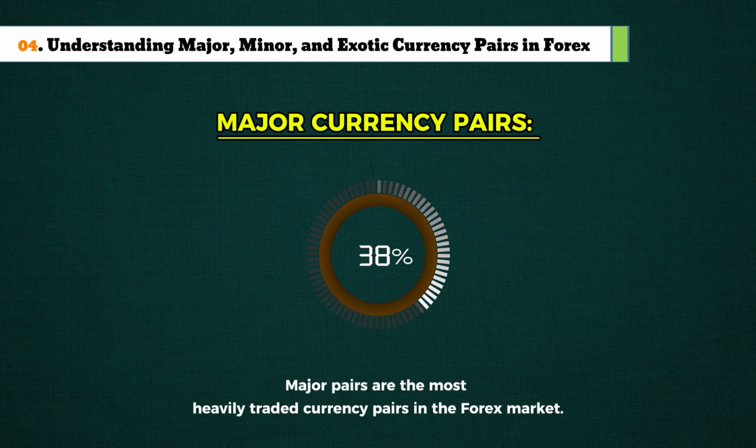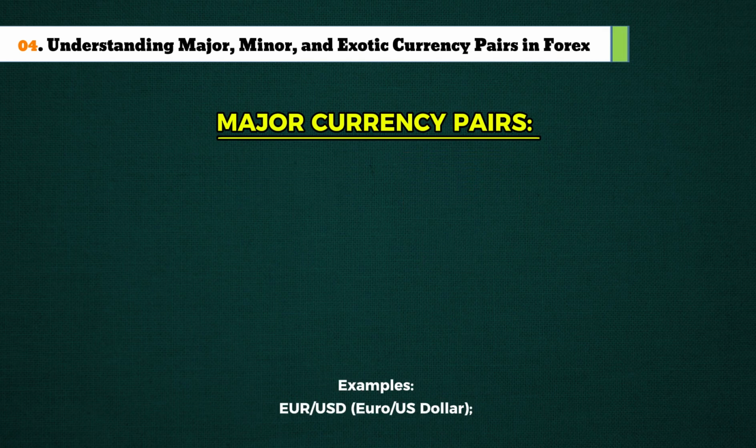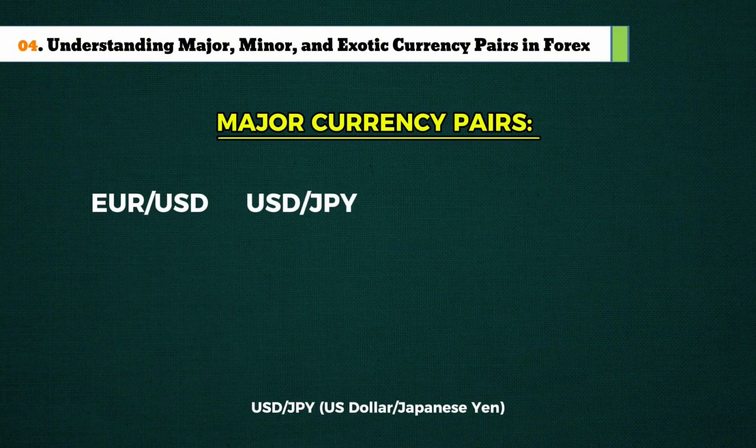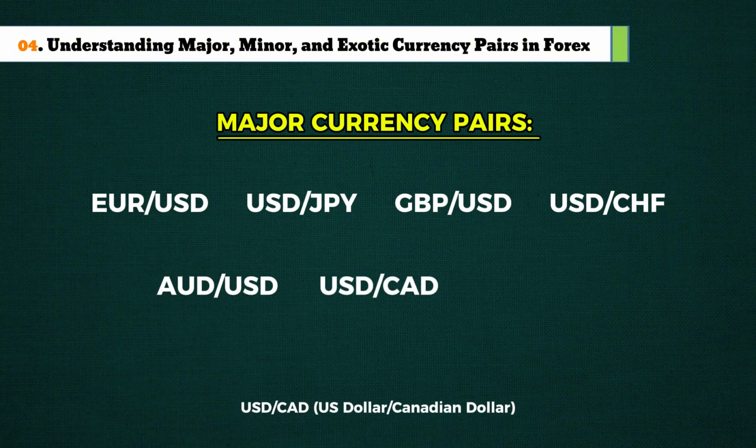Major currency pairs. Major pairs are the most heavily traded currency pairs in the Forex market. They always involve the US dollar as either the base or quote currency, paired with another major currency. For example: Euro, US dollar; Japanese yen, British pound, US dollar; Swiss franc, Australian dollar, US dollar; Canadian dollar, New Zealand dollar, US dollar.